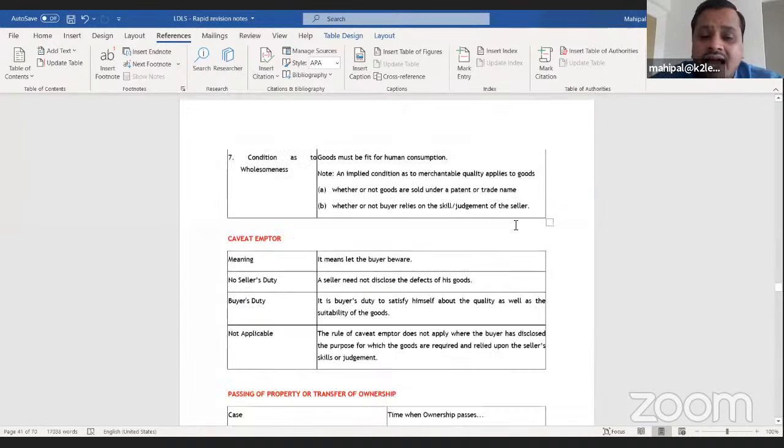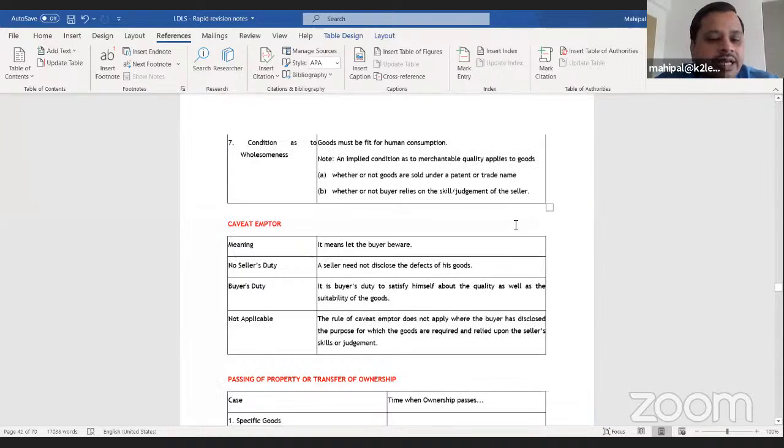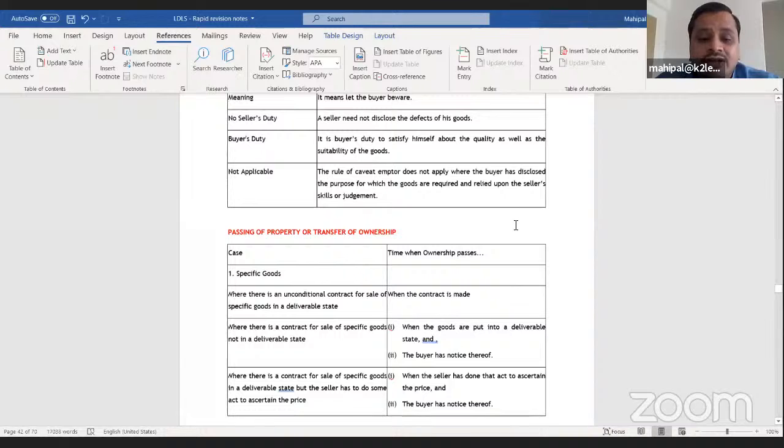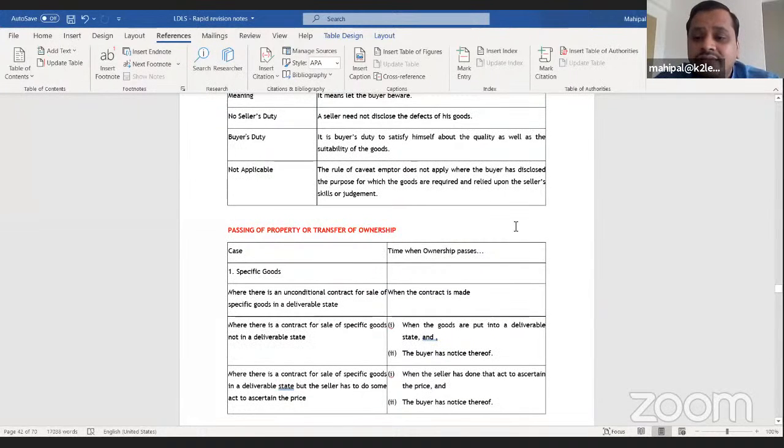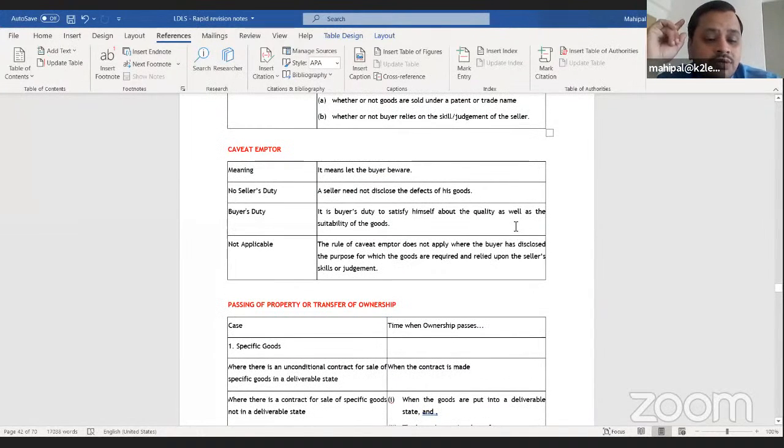Next, caveat emptor, it means to say let the buyer beware. It is not the duty of the seller to disclose the facts unless asked. But this caveat emptor does not apply in the following circumstances. Number one, where the goods are sold with sample, with description, where the buyer has relied on the skill of the seller. Generally, they are all exceptions to implied conditions. Am I clear?